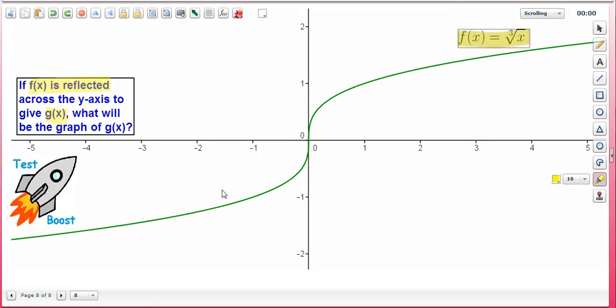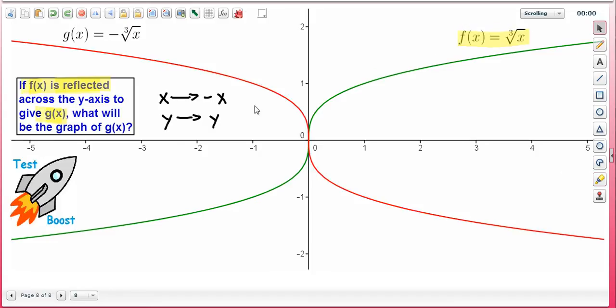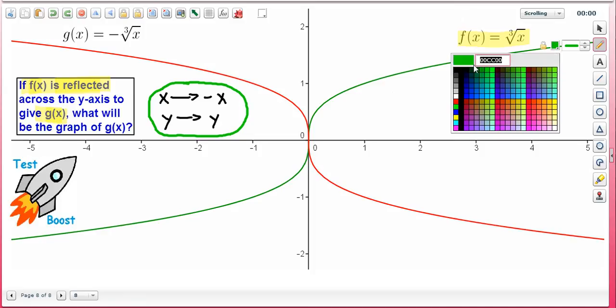Now let's draw g of x, which is going to be f of x reflected through the y-axis, and the function g of x is going to be in red. And there it is right there, in which we see that all x's have been mapped to negative x, but all y's are mapped to y. So the y values don't change by reflection through the y-axis, but the x value does change to negative x. So we can show that for any point.